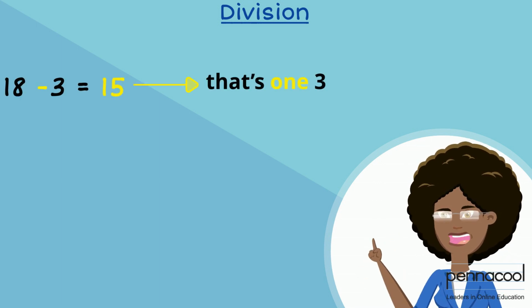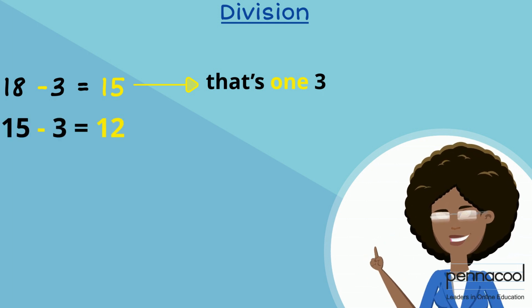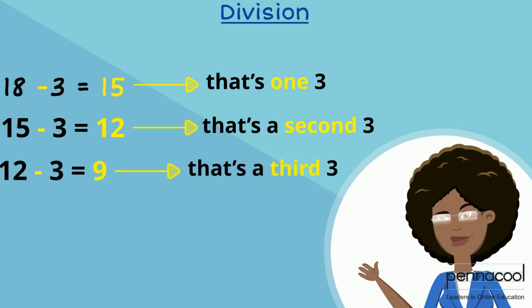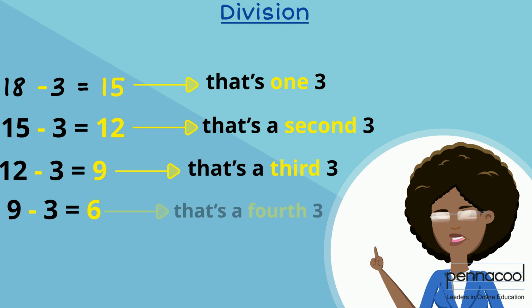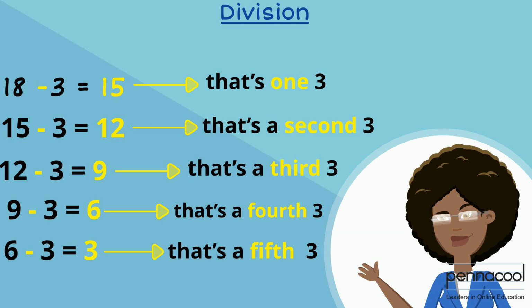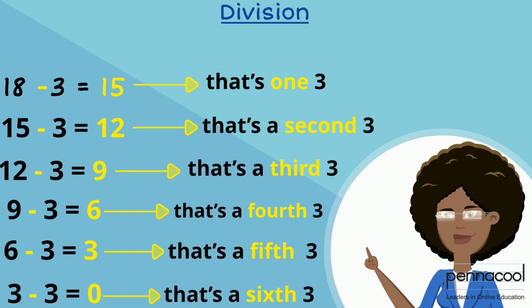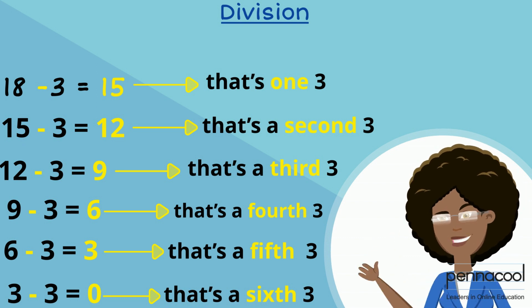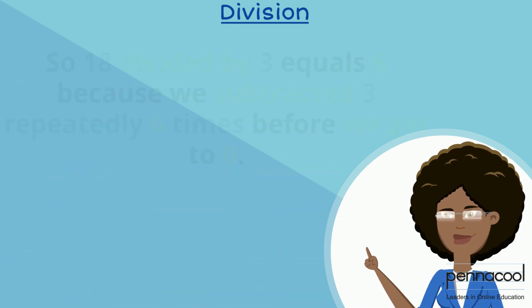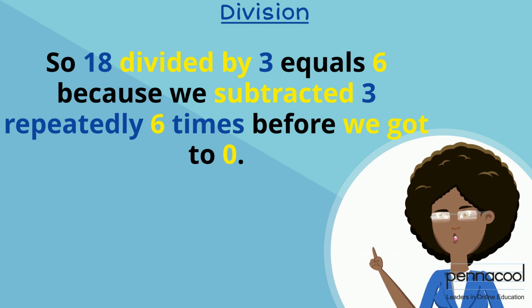So 18 subtract 3 is equal to 15. 15 subtract 3 is equal to 12. 12 take away 3 is equal to 9. 9 take away 3 gives us 6. 6 subtract 3 gives us 3. And then 3 take away 3 is equal to 0. That gives us 1, 2, 3, 4, 5, 6 sets of 3 that we subtracted. So 18 divided by 3 equals 6 because we subtracted 3 repeatedly 6 times before we got to 0.